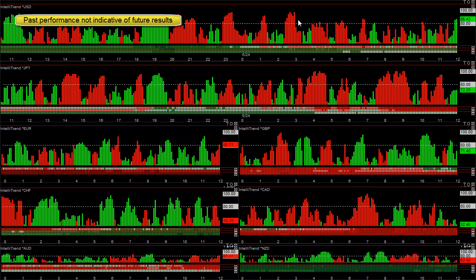You had a counter trend move down. You can clearly see with the yen, the dollar, a lot of weakness, very little strength. A lot of weakness, very, very little strength.